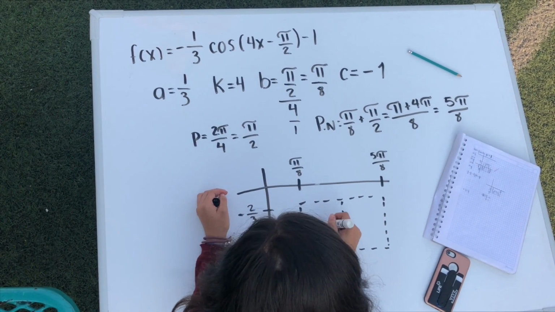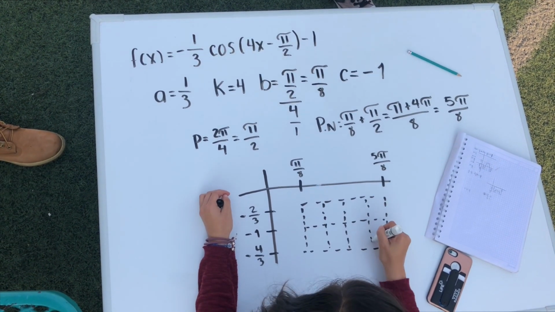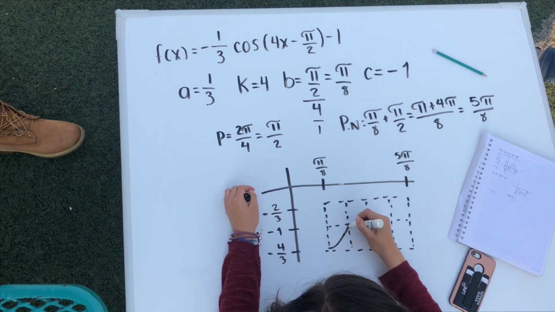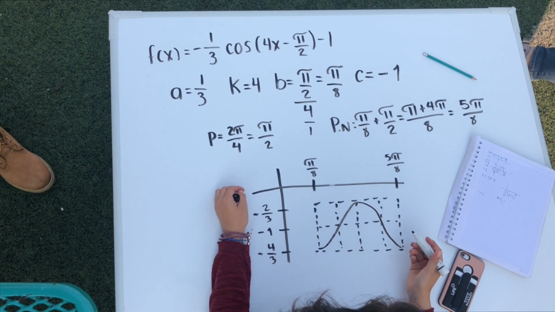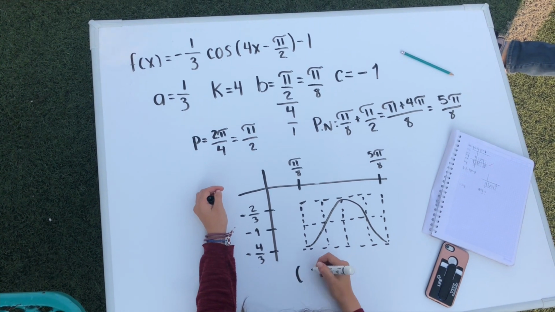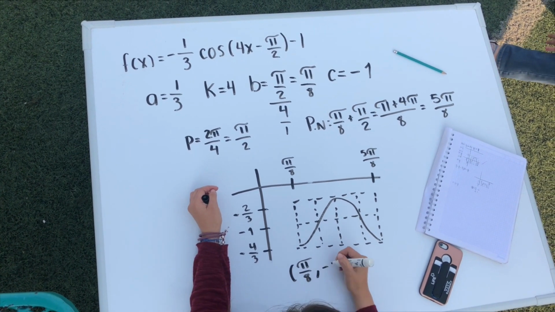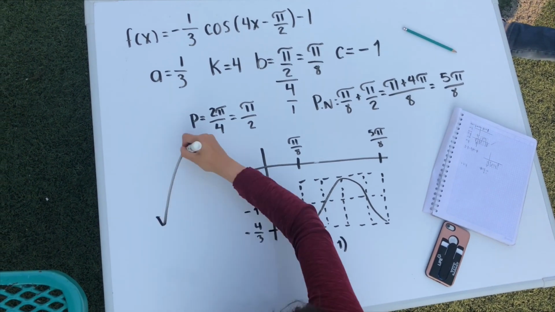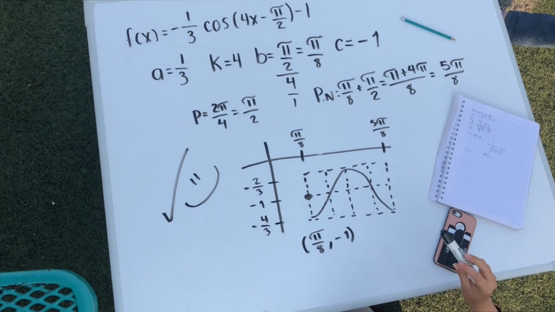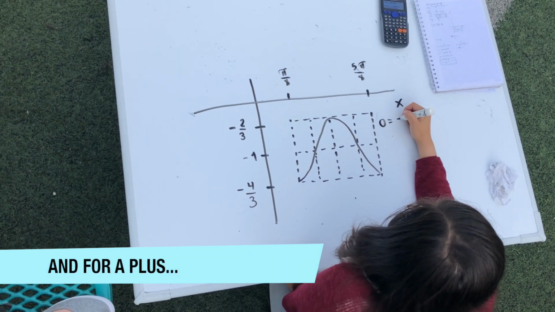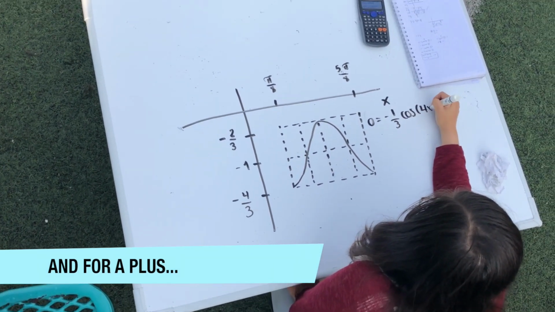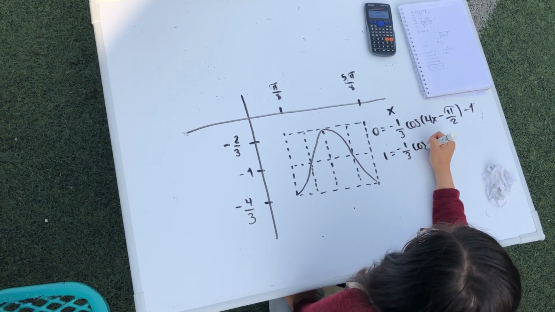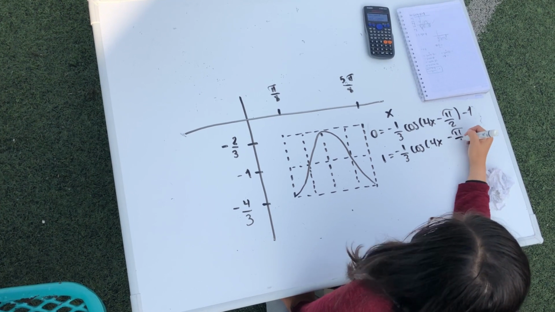So now that we drew our little box, we start graphing our cosine function, starting from the bottom to the middle, then to the top, then to the middle, and then again to the lower part. And we mark our starting point, which is pi eighths and -1. Then to get the x-intercept, we take y as a 0 and we start clearing everything out so we can get our x-intercept.